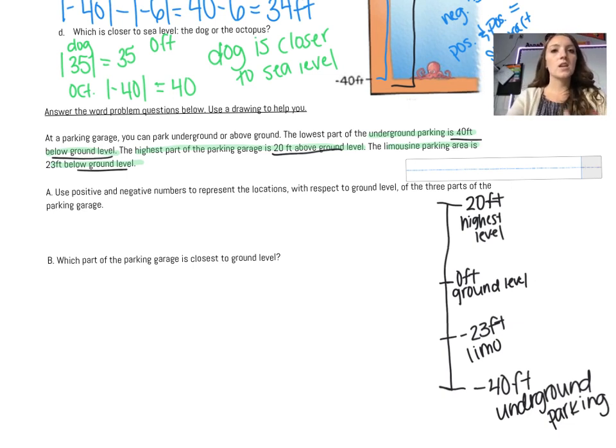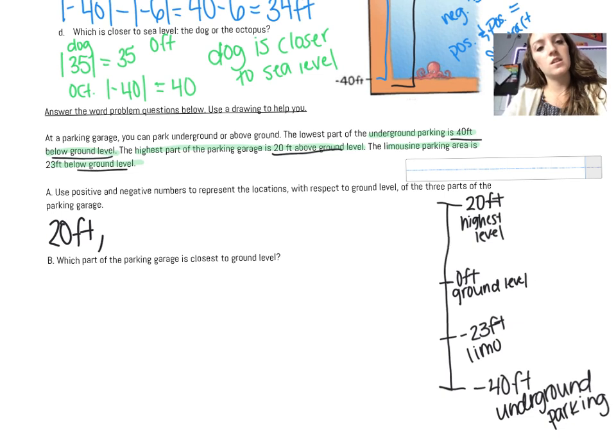So for letter A, use positive and negative numbers to represent the locations with respect to ground level of the 3 parts of the parking garage. In our drawing, we've now identified that we have our highest level at positive 20 feet, our limo at negative 23 feet, and our underground parking at negative 40 feet. So I'm going to put those 3 numbers here for letter A. 20 feet, negative 23 feet, and negative 40 feet.